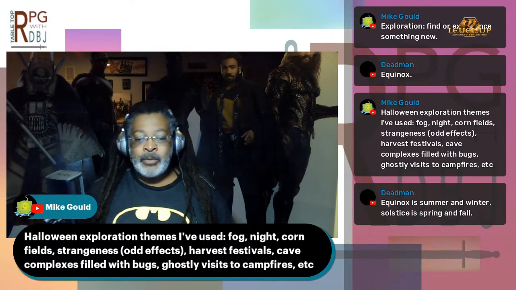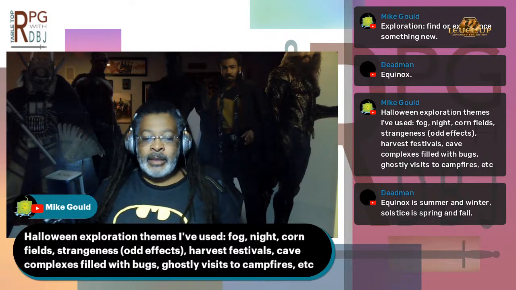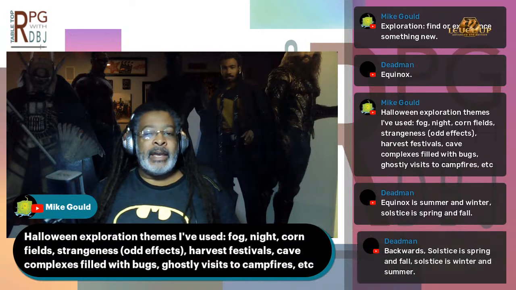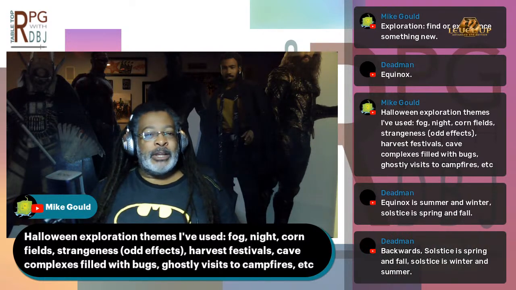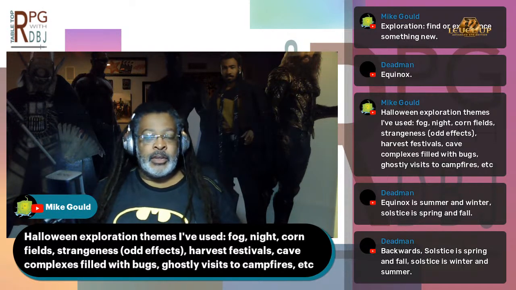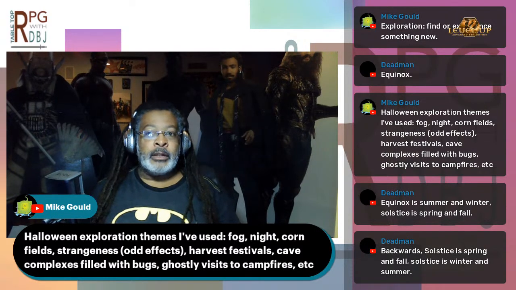We're going to get into that. Harvest festivals. Yep, cave complexes filled with bugs, ghostly visits to campfires. Exactly. And I think we can mechanize creepy feelings and thick fog. In fifth edition there's light obscurement and heavy obscurement, and we can use that as well.